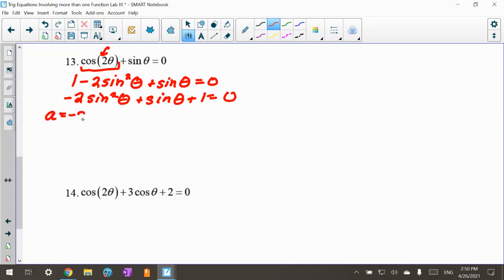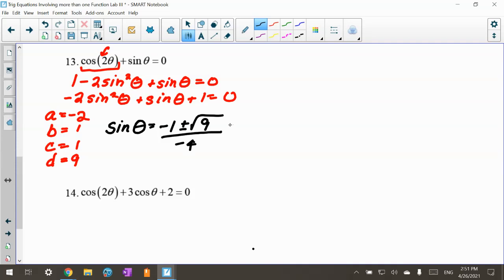A is negative 2, B is 1, C is 1, and D is B squared minus 4AC, comes out to be 9. Okay? So now I got sine theta equals, put in the quadratic formula, negative B plus or minus the square root of 9 all over 2A, or negative 4, and do plus and minus. When I do the plus, I get negative 1/2. When I do the minus, I get a 1. Okay, so let's get going.